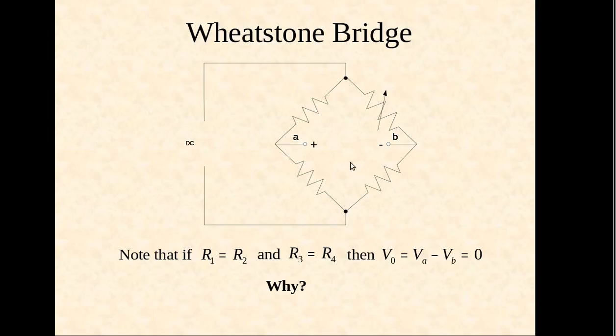There are four resistors. One resistor is variable, and R4 is the unknown resistance. Then the rule says that if you provide a DC power supply, and R1 is equal to R2 and R3 is equal to R4, then V output is equal to VA minus VB is equal to 0. So it simply says that the voltage at point A and the voltage at point B will nullify each other, and the value of output voltage will be 0. So the deflection will be 0.